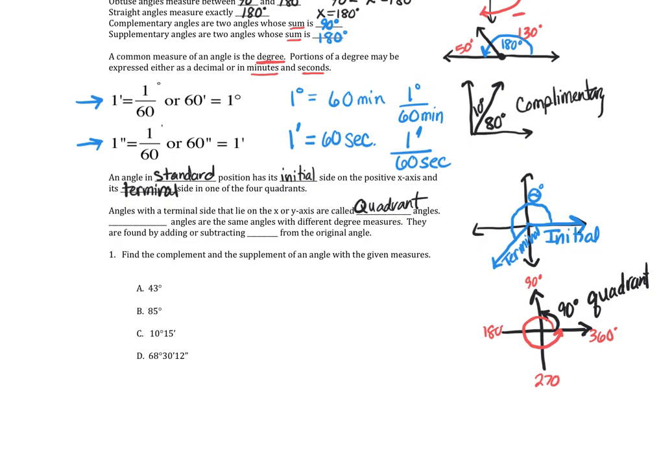Okay, coterminal angles. They coexist on the terminal side, and so that's where that word comes from. They are angles that are the same angle with different degree measures, and they are found by adding or subtracting 360 degrees from the original. So they are in the same location.